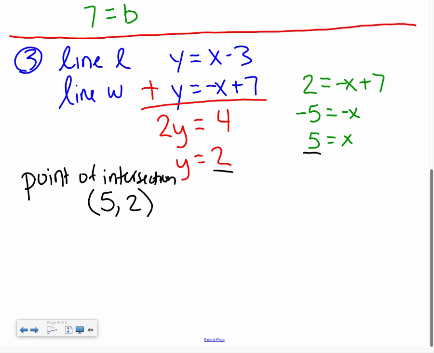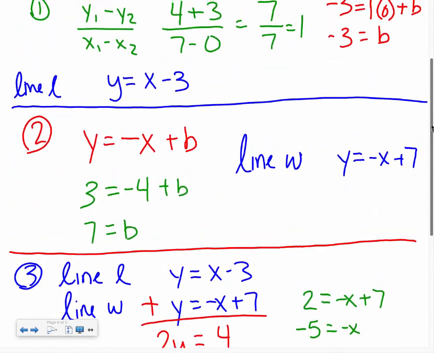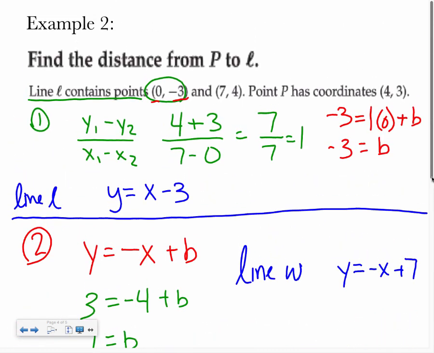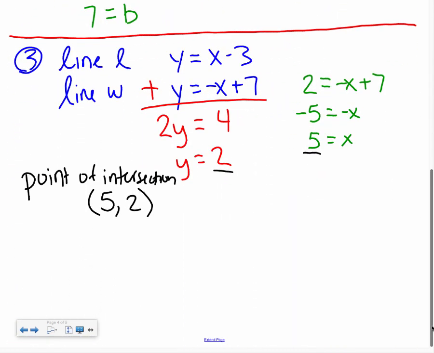Now we are going to use the distance formula to determine how far point P, so back up to the top where point P is (4, 3), and point, I'm just going to call this point Q, because that's where the two lines intersect. We want to know how far point P is from point Q.